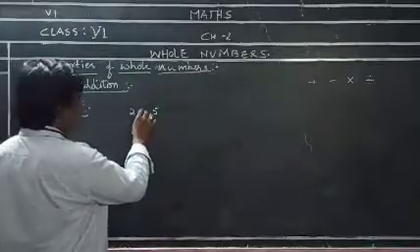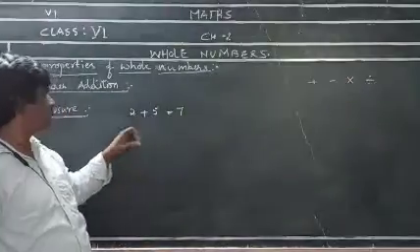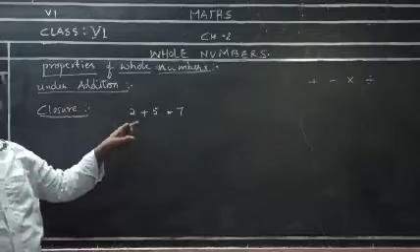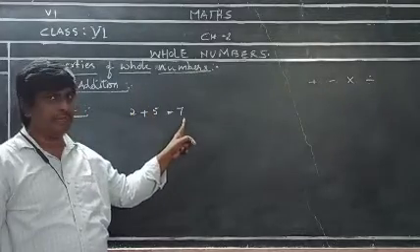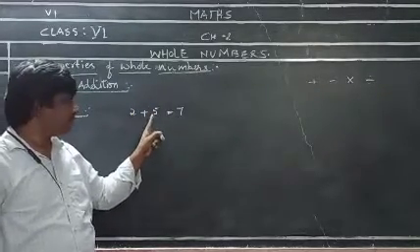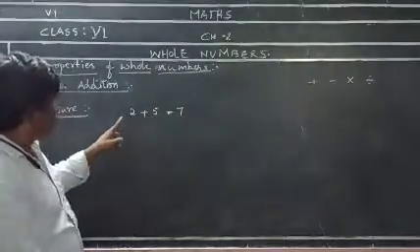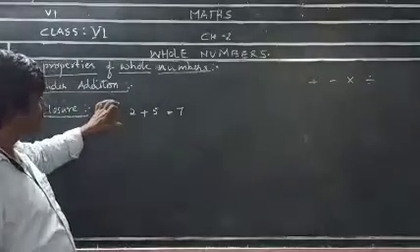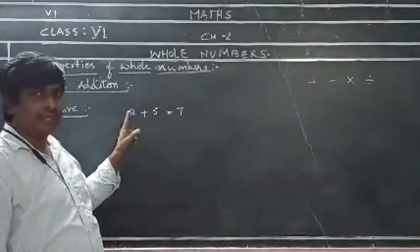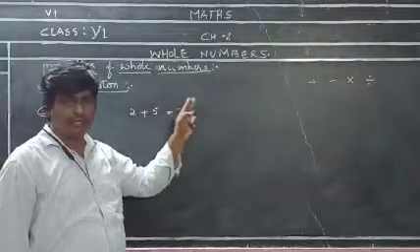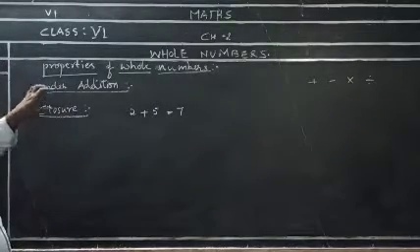If I add these 2 numbers, I will get 7 as a sum. What operation have I used? Addition operation. 2 is a whole number, 5 is a whole number. The sum of these 2 whole numbers is again a whole number. What is the condition? The first number is a whole number, the second number is also a whole number, and the sum of these 2 whole numbers is a whole number. Then that whole number set satisfies closure property under addition.